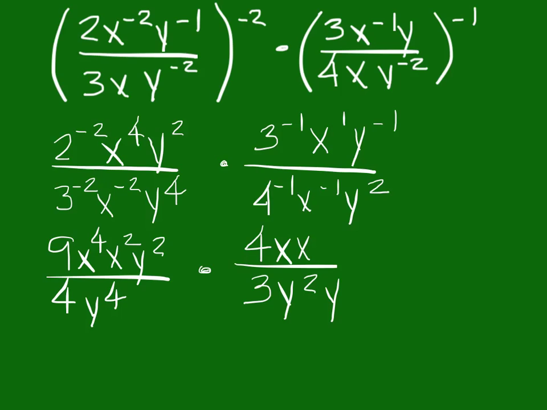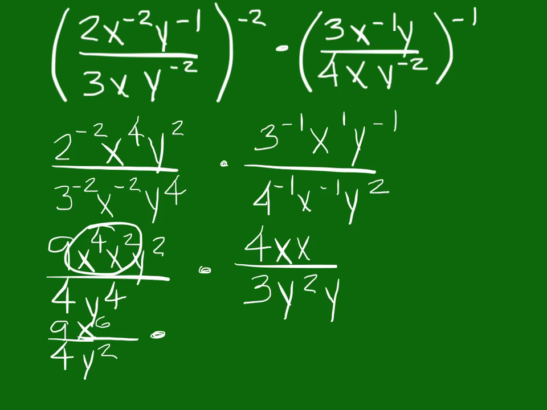Now from here you can start simplifying. Keep your 9 and the 4 the way it is, and you have x to the fourth, x to the second. I'm going to have to squeeze that in here. That's x to the sixth, y to the fourth, and y to the second. Notice the highest power is on the bottom here, so that's where the y stays. 4 minus 2 is 2.